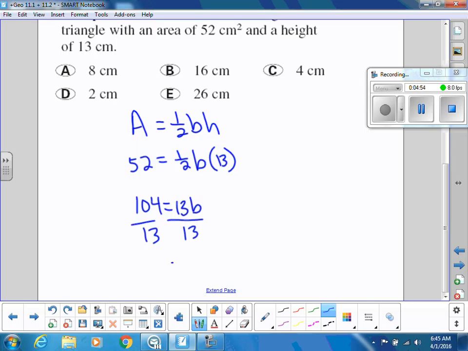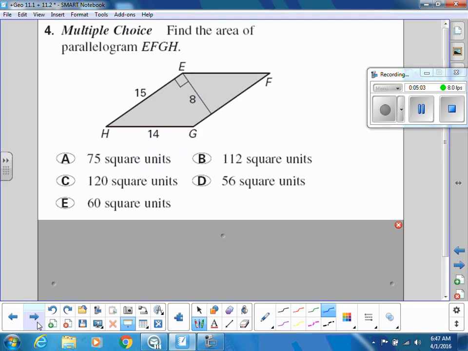Okay, and that actually comes out to be 8. So we would know that the base of that triangle is 8. So let's look at a couple more. So here we're going to find the area of the parallelogram.